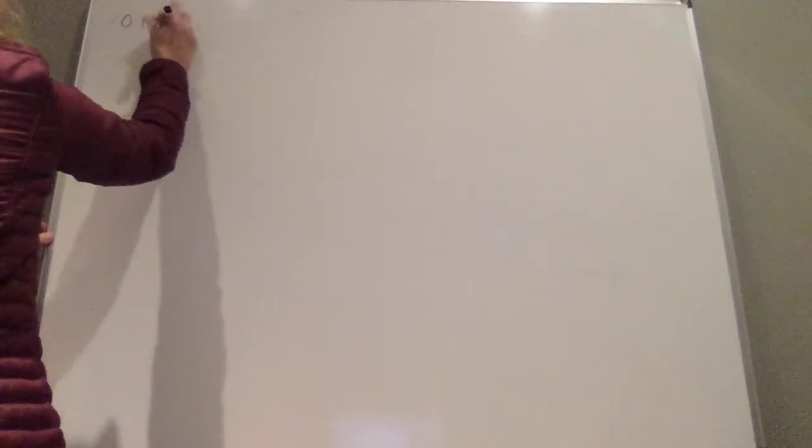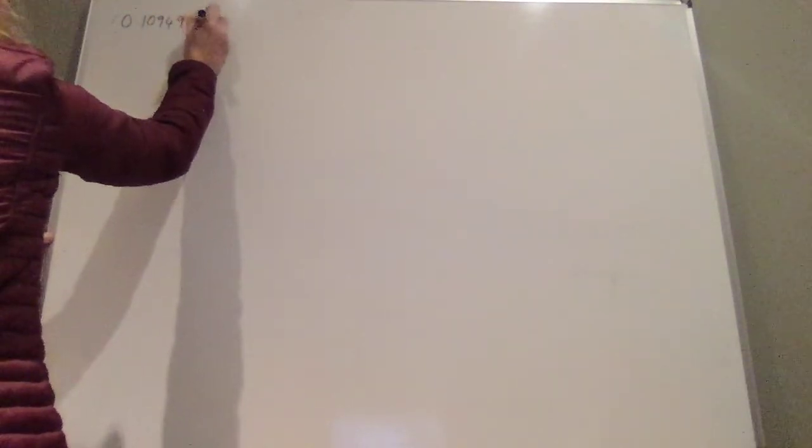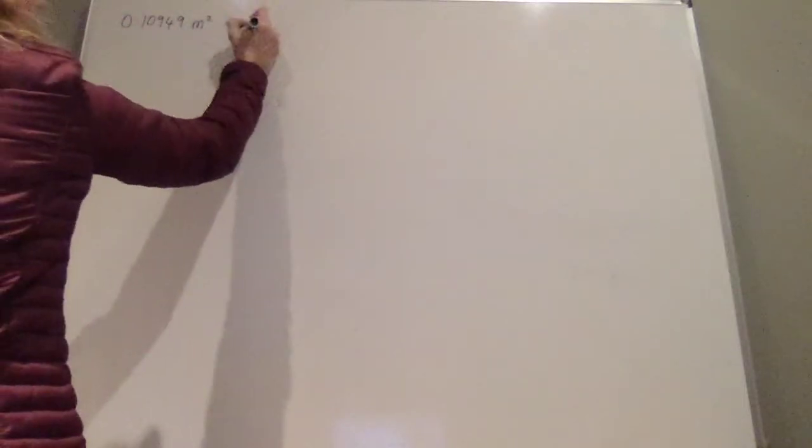Okay, so in the last video we worked out that the area that we needed for an 8 meter per second terminal velocity was 0.10949 meters squared. Okay, that's the area we need.